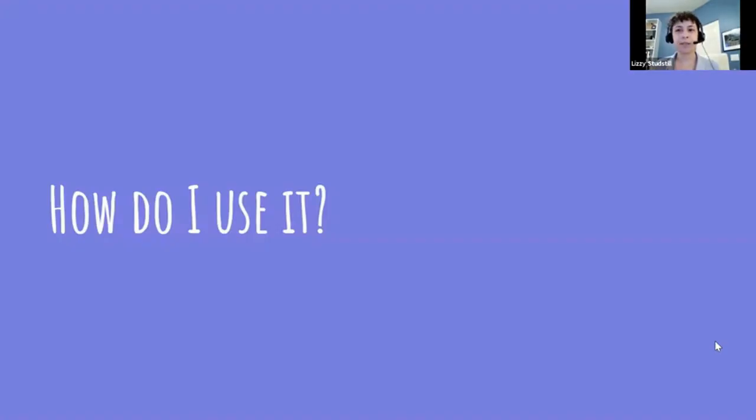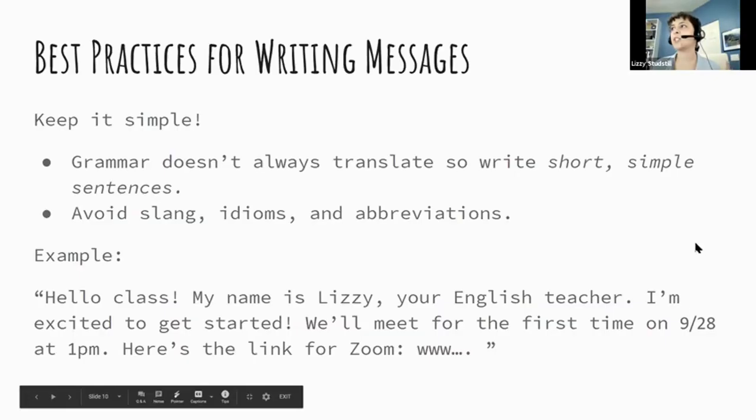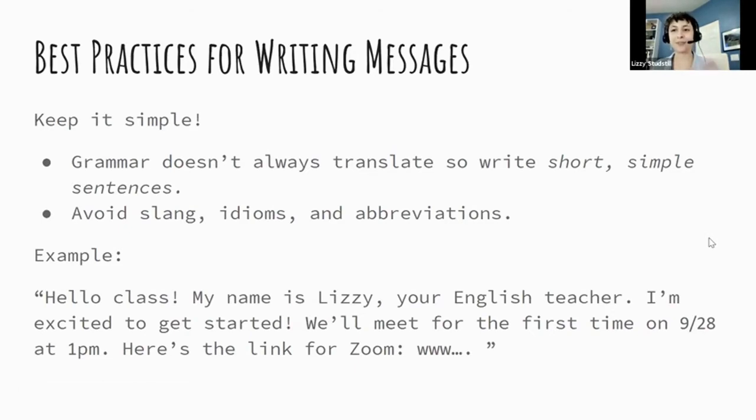So I want to talk a little bit about how it works. How do we use it? I want to start that conversation with the messages themselves first, because you have to remember when you're using it as a translator, if you're sending all in English to advanced students, this is much less important. But when it's going through the translator, it is a robot. So it's very important that we keep it simple.